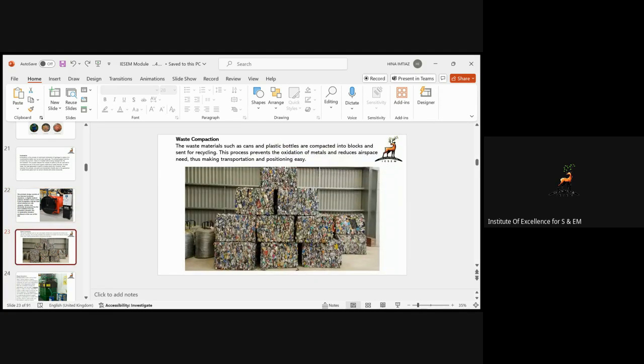The second method is waste compaction. Waste materials such as cans and plastic bottles are compacted into blocks and sent for recycling. This process prevents the oxidation of the metal and reduces the airspace needed, thus making the transport and positioning very easy and feasible for transportation and for the driver. So the process of transportation is very easy with the help of waste compaction.